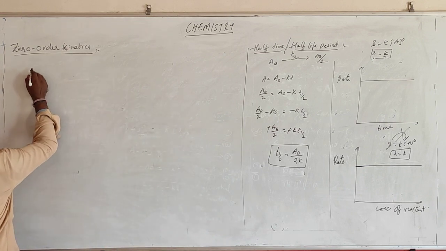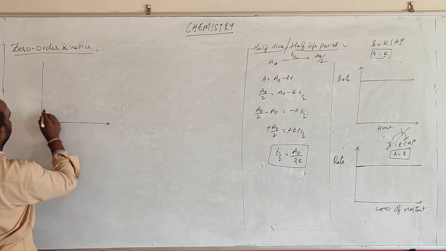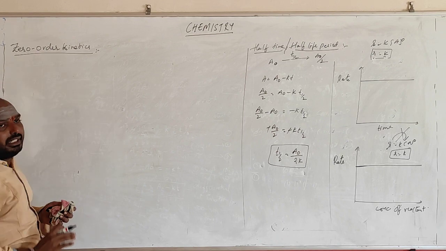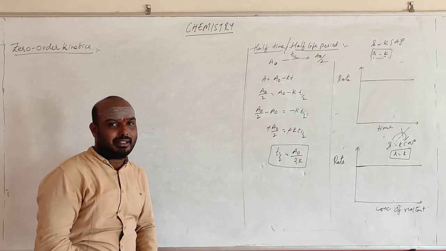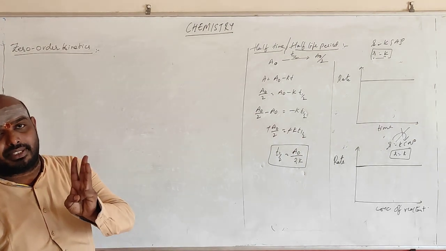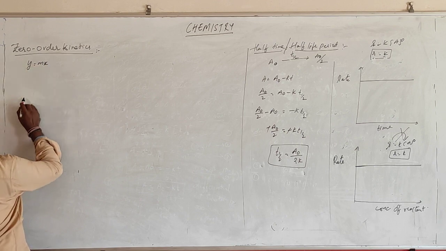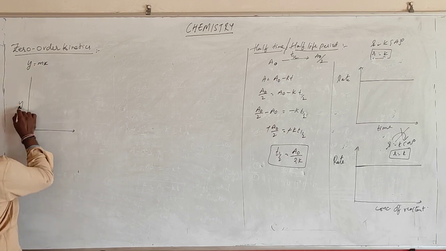So T half, you know the cardinal graph like this. Before going to this, we should keep in mind that in the entire chemistry, to the maximum extent, we will be having only three types of graphs. One is the graph based on y is equal to mx. So we will be having y on the y axis.